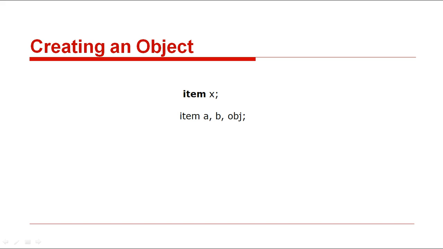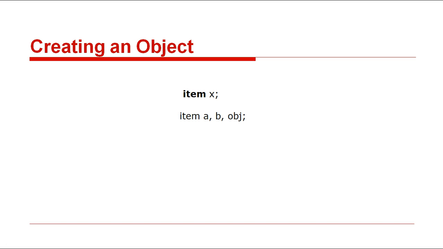It is similar, but here we should use the class name and a user defined name, that is, our given name x. So this x is an object. Item is a class name, where x is an object of the class.